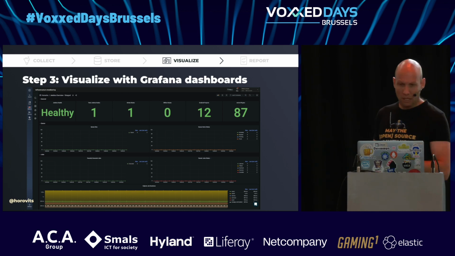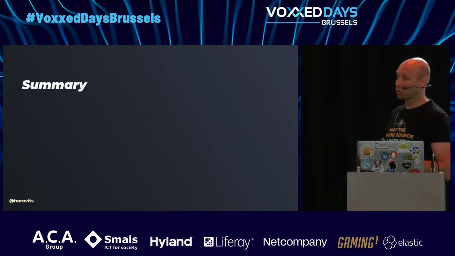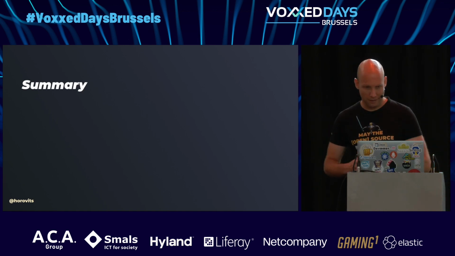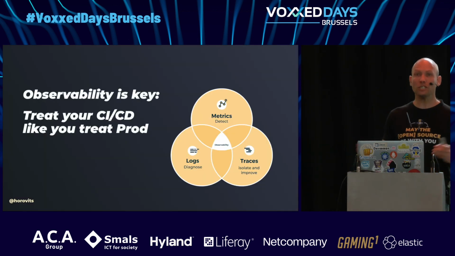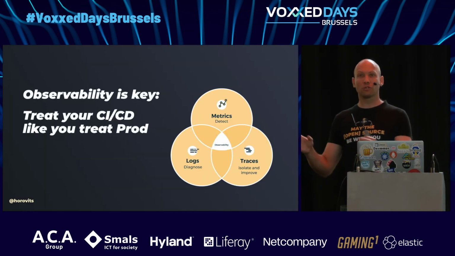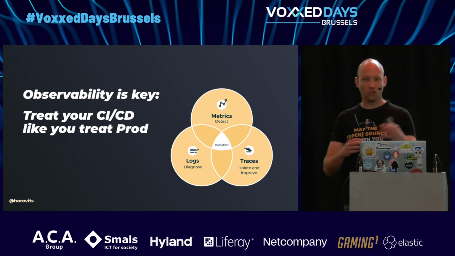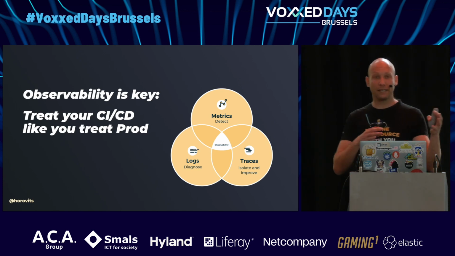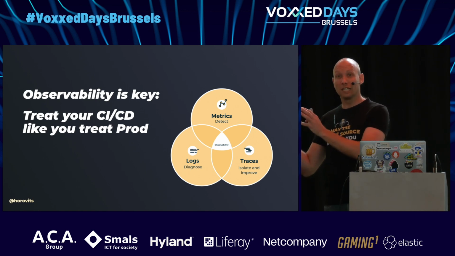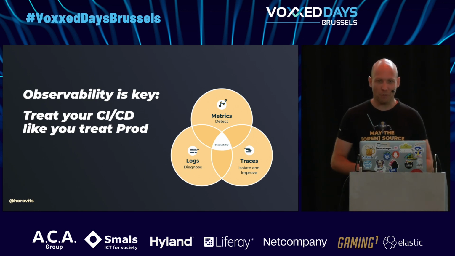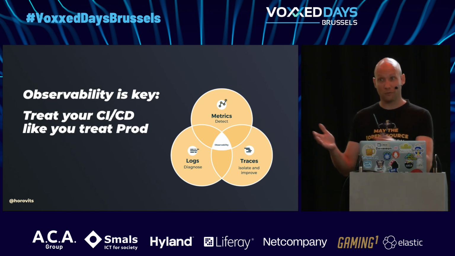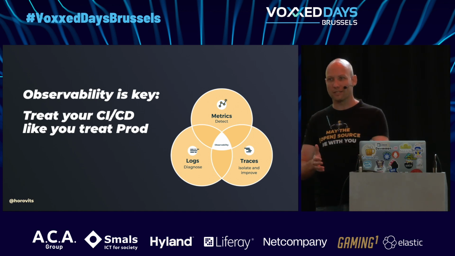So I want to summarize what we've seen here in this journey. I know it's a lot of information, but the principles are what matters. First, treat your CI/CD just like you treat your production environment. Just like you use Elasticsearch or OpenSearch, Prometheus, Grafana, Jaeger to get observability into your production environment, do the same with your CI/CD pipelines. And also leverage the same stack. So if you have a stack that works for you and your team for production, don't reinvent the wheel, just use the same, try and reuse as much as possible for your CI/CD pipelines.